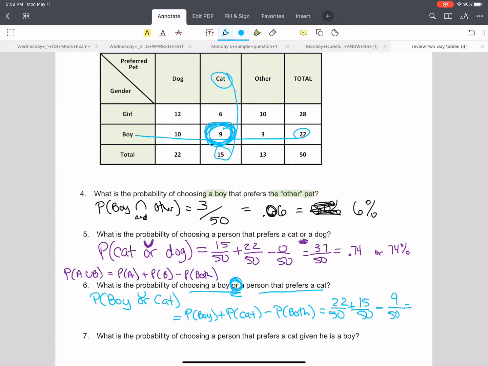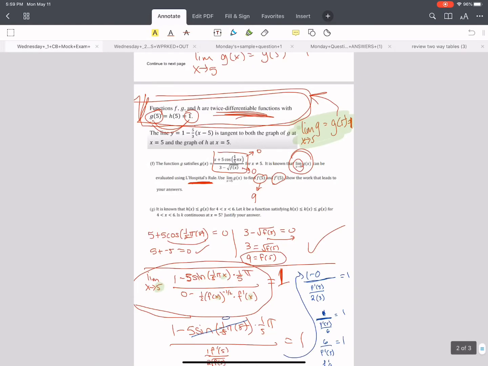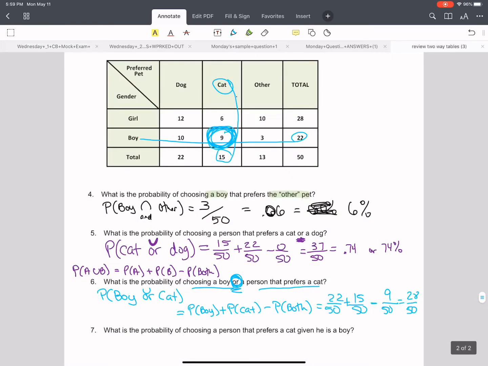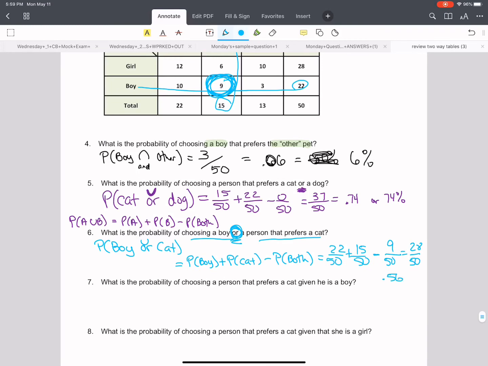9 out of 50. So altogether, that would be 37 minus 9, right? So 37 minus 9, I think it's 28 out of 50. So that's 0.56, or 56%. I'm just going to leave it like this. Any of these answers is fine. Okay. So what is the probability of choosing a person that prefers a cat given he's a boy?